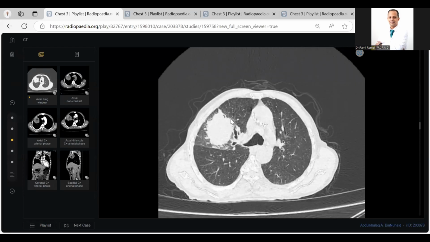The CT scan of the abdomen and pelvis to look for metastasis if there is any. Excellent. What else? The biopsy I cannot do in my department. Time is up. Thank you, doctor. Thank you. You are very confident.